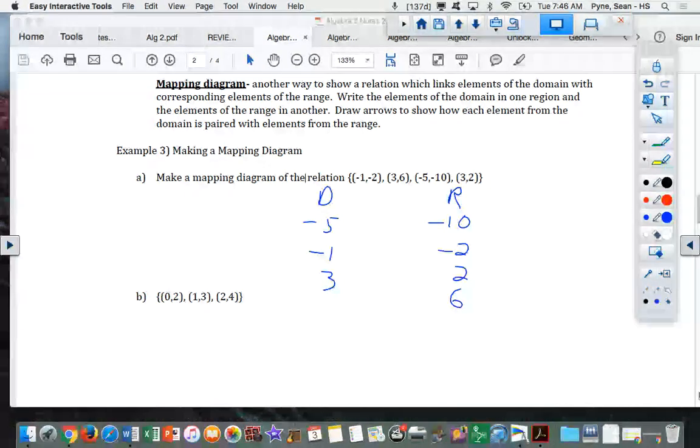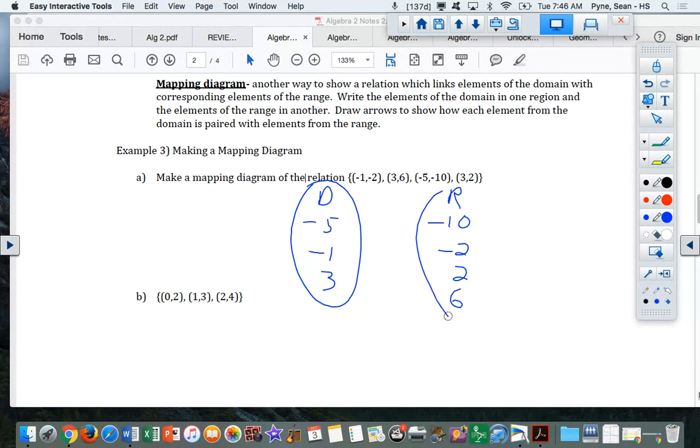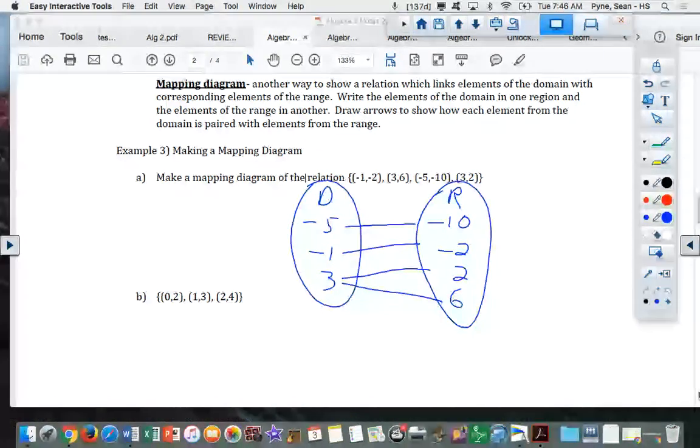Okay, mapping diagram. Is this the one where you put the line towards which one it matches? Yes. So now we're going to draw lines connecting the spots. -1 goes to -2. 3 goes to 6. -5 goes to -10. And 3 goes to 2. Now, the reason why we do a mapping diagram is it makes it easier for kids to understand what makes a relation a function or not.